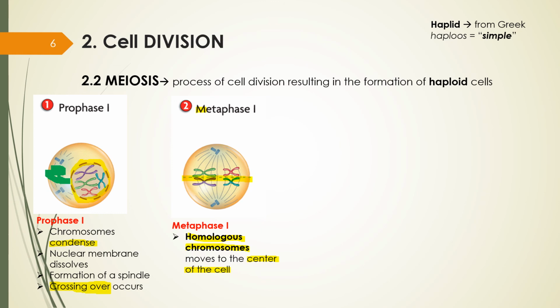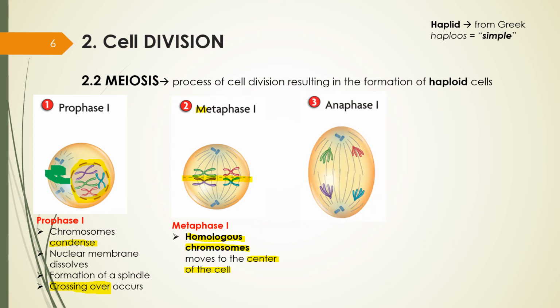After metaphase, what's the next phase? Remember, anaphase. What's Ana again? Separation. Now what do I separate? I'm not separating chromatids yet. I'm separating the homologous chromosomes. So the chromosomes that were together before in the middle go to the opposite poles of the cell. So half of the chromosomes go to one side and the other half goes to the other side. This happens in anaphase. Anaphase is always separation. In this case, I'm separating the homologous chromosomes.